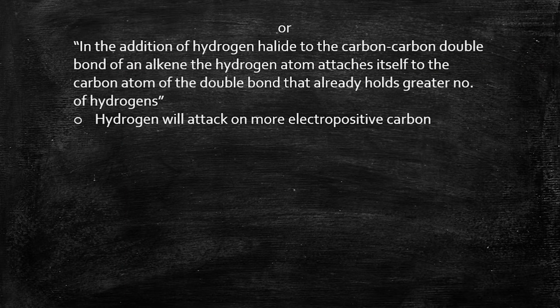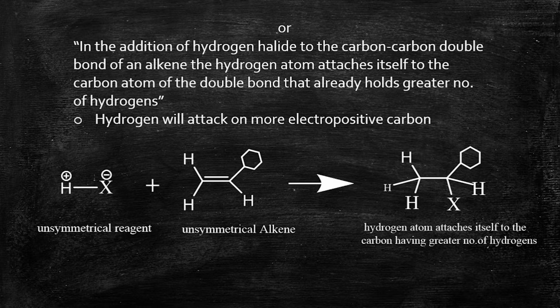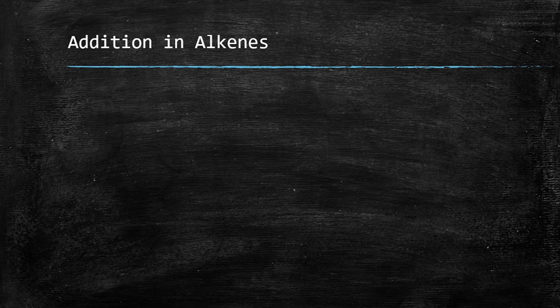Markovnikov's rule can also be defined as: in the addition of hydrogen halide to the carbon-carbon double bond of an alkene, the hydrogen atom attaches itself to the carbon atom of the double bond that already holds the greater number of hydrogen atoms. According to this statement, the positive part, which is hydrogen in this case, will go to the carbon having the greater number of hydrogens. So the positive part will go to the carbon which is more electropositive. In addition to alkenes, Markovnikov's rule predicts the actual product formation.